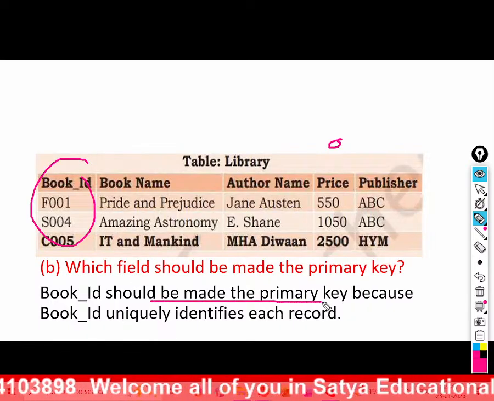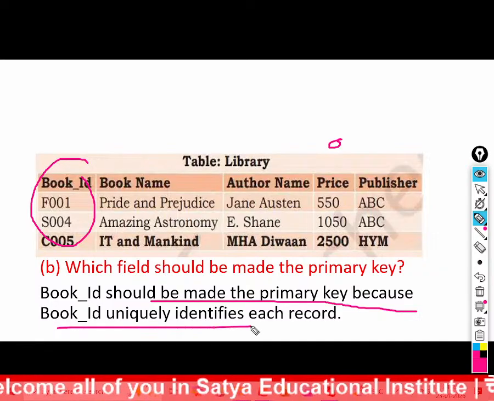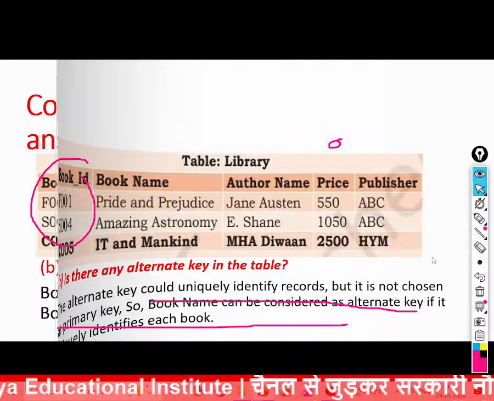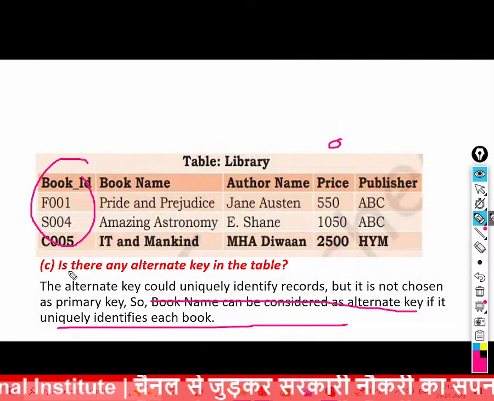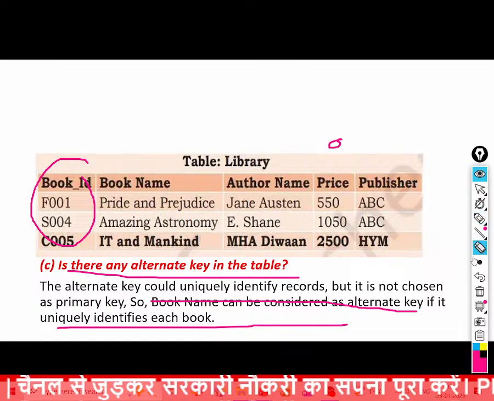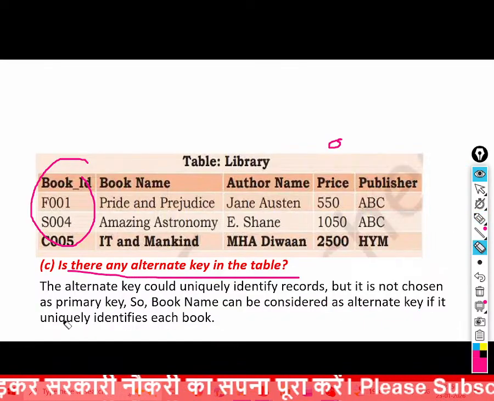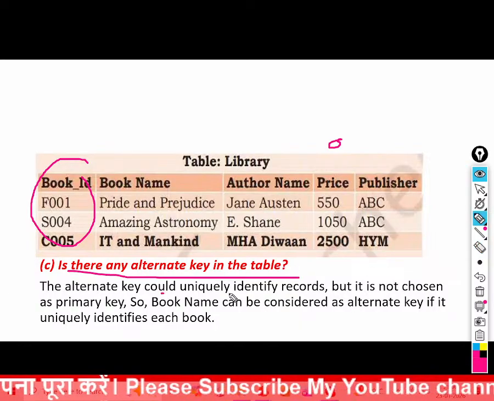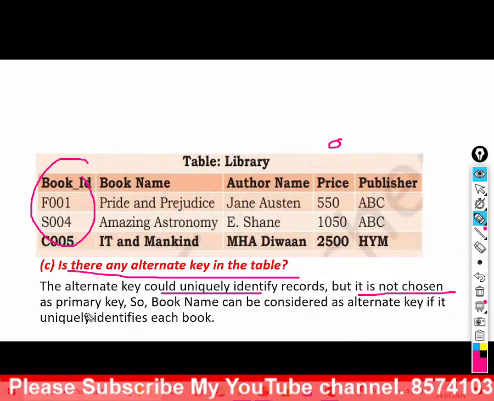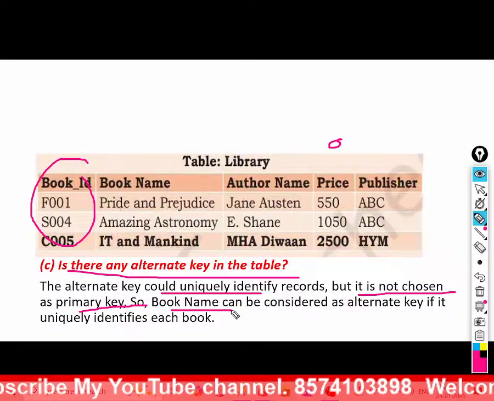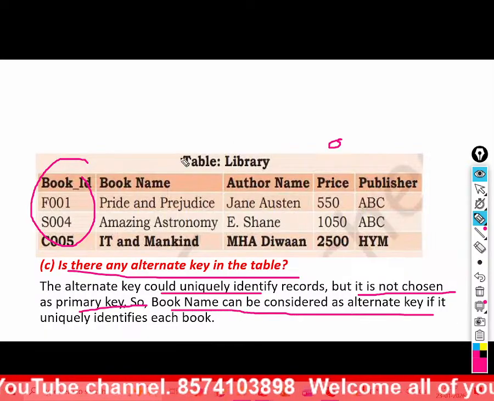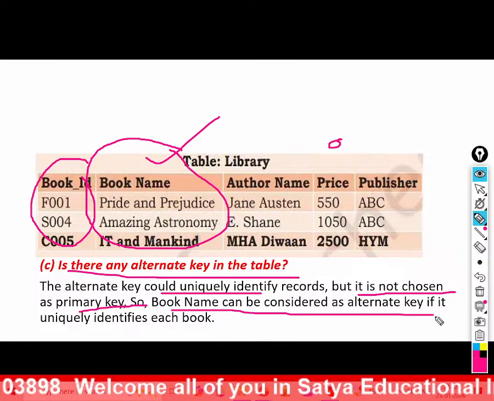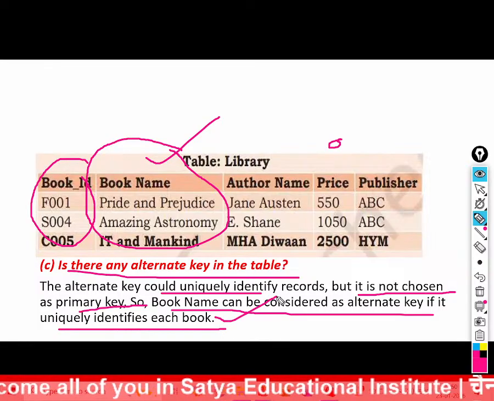Book ID should be made the primary key because book ID uniquely identifies each record. Now next: are there any alternate keys in the table? The alternate keys could uniquely identify a record, but are not chosen as the primary key. So book name can be considered an alternate key, if it uniquely identifies each book.